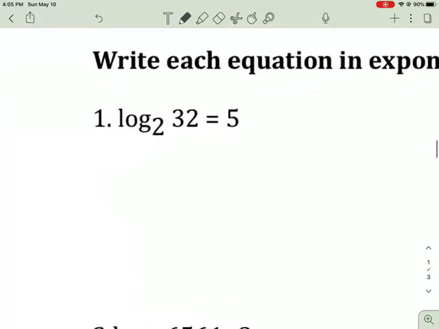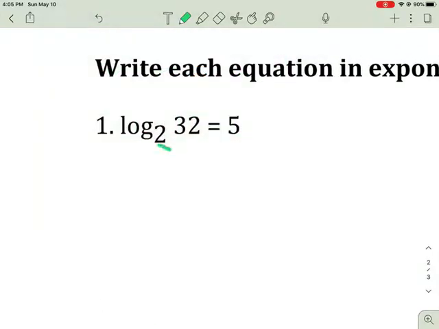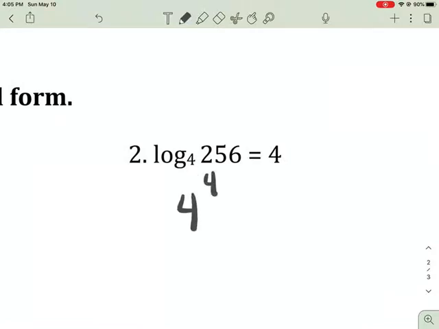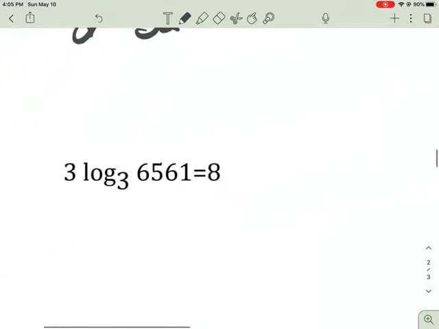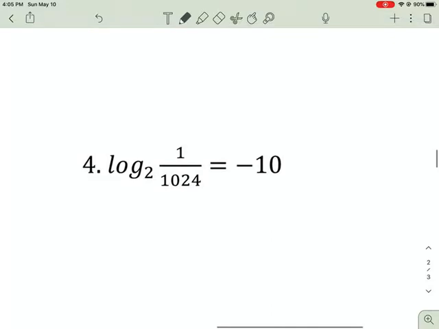All right, let's go the other way. We're in log form, and we want to write in exponent form. All right, so the easiest way I can tell you to do this, guys, is if I go 2 to the 5th equals 32. 4 to the 4th is equal to 256. 3 to the 8th is equal to 6,561. All right, why don't you pause the video and try this one?